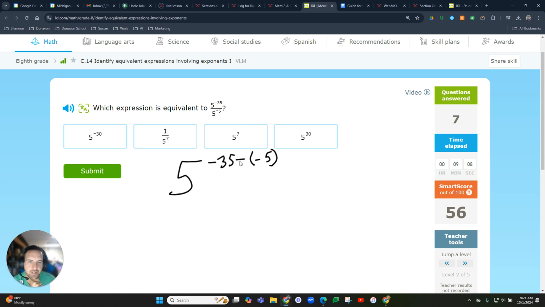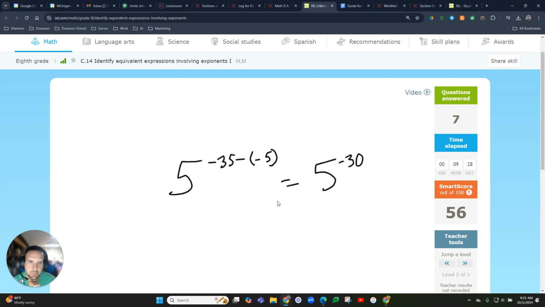But negative 35 minus negative 5 is really adding 5 to negative 35, because remember, you subtract the negative, that's the same as adding. So that would be 5 to the negative 30 power, because negative 35 plus 5 is negative 30. Okay, and that is an option, so we're just going to go with that one.